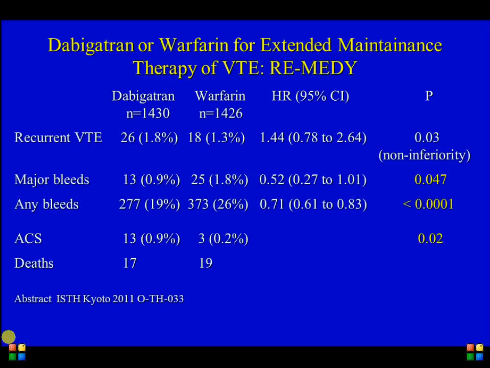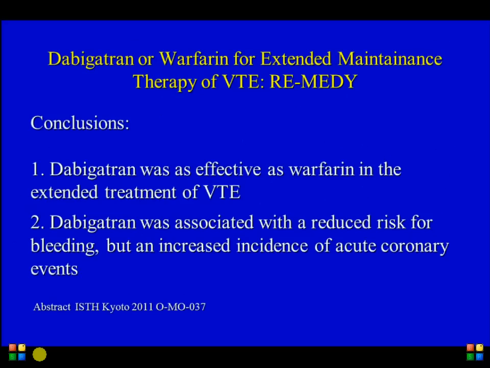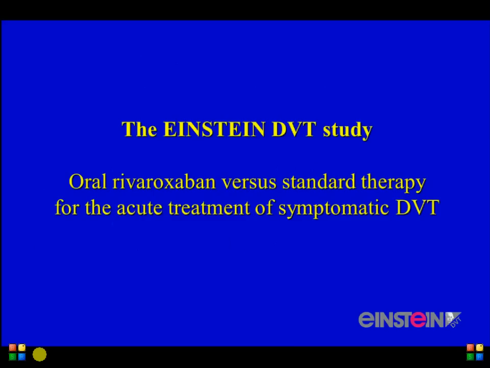This was an abstract presented at the ISTH meeting in Kyoto. I have not yet seen the publication. So the conclusion is dabigatran is as effective as warfarin in the extended treatment of venous thromboembolism. Dabigatran was associated with a reduced risk for bleeding, but an increased incidence of acute coronary syndromes.